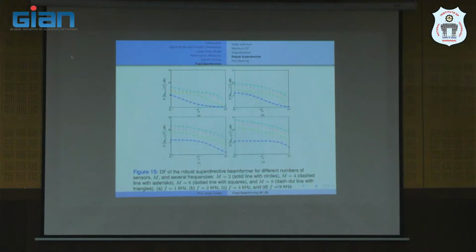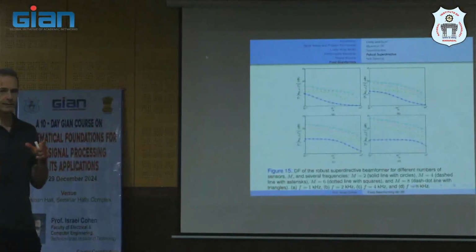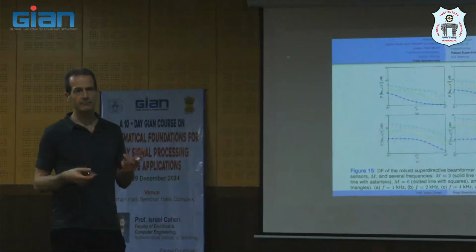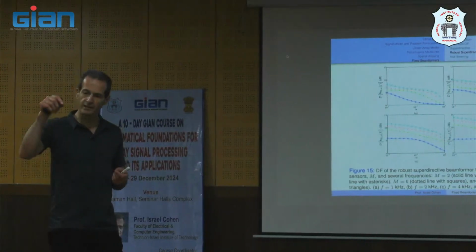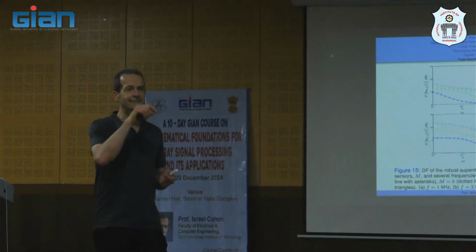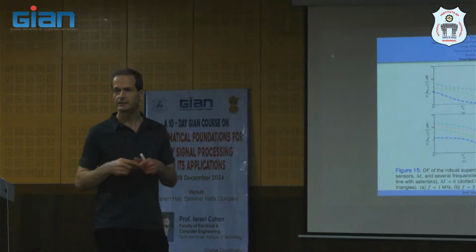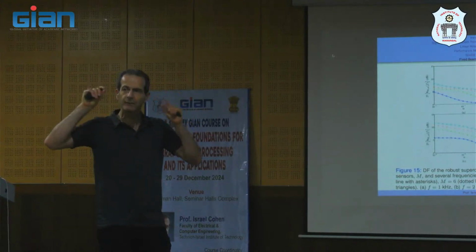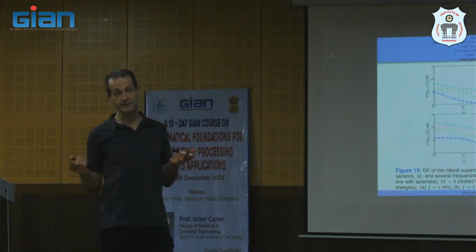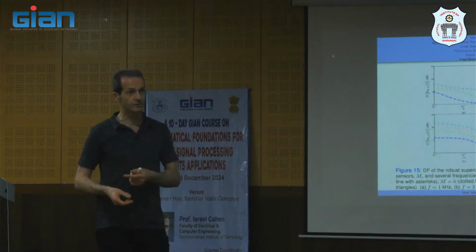Many times when you manufacture or design a beamformer, you assume that the sensors are in certain positions. But in practice, because of inaccuracies in the manufacturing process, sometimes the sensors are not exactly in the place where you designed them. Suppose that you have smart glasses and the microphones are not exactly where you designed. There are some errors. So you want your design to be robust to these errors.